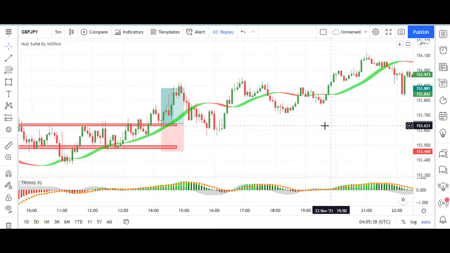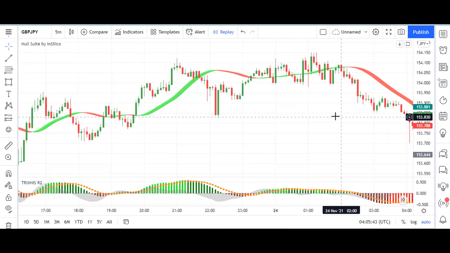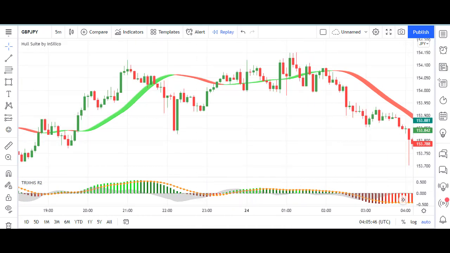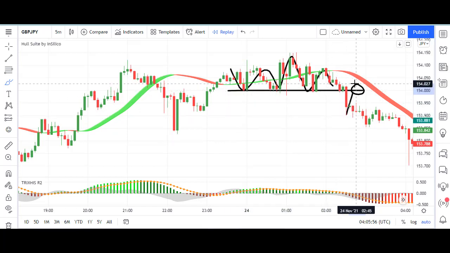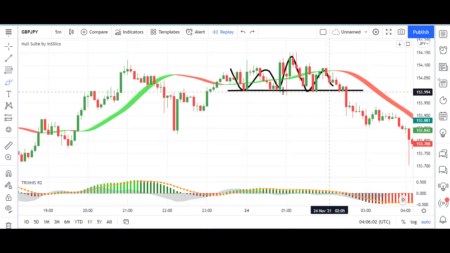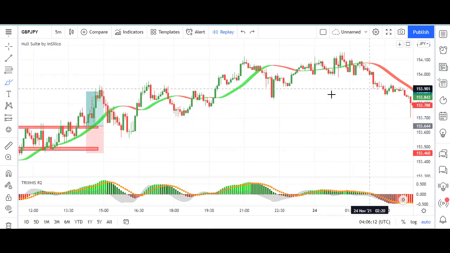Okay, and for the sell, we also find the trading range here and wait for the market to break out of the trading range and then retest. We enter at the retest. Sometimes the market does not retest the breakout point, so we cancel the trade. Okay, I hope you understand the strategy.